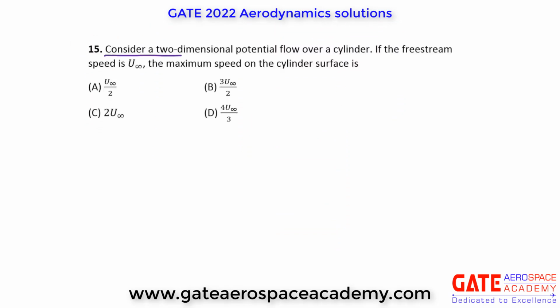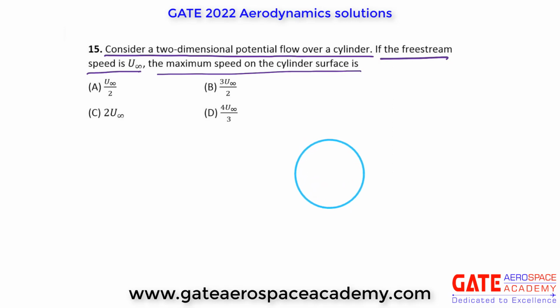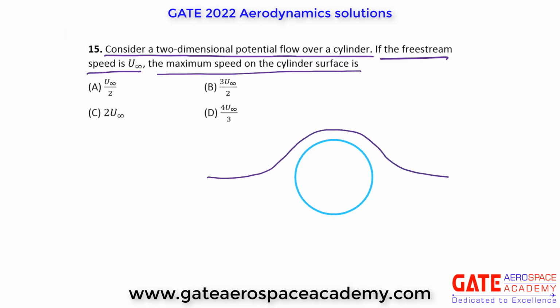Question number 15. Consider a two-dimensional potential flow over a cylinder. If the free stream speed is u infinity, the maximum speed on this cylinder surface is. So for the cylinder, this is the cross-sectional view, circular. So the flow will be like this.